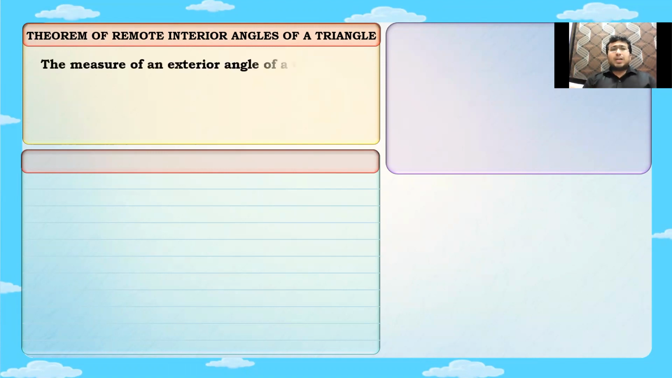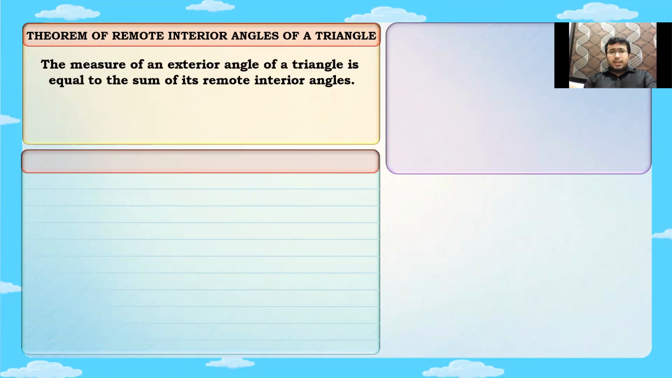Okay. So students, let us see the first part, that is statement. It says the measure of an exterior angle of a triangle is equal to the sum of its remote interior angles. Students, I repeat the statement one more time. The measure of an exterior angle of a triangle is equal to the sum of its remote interior angles. Okay. So students, we are talking about which geometrical figure? Yes, super. We are talking about a triangle.